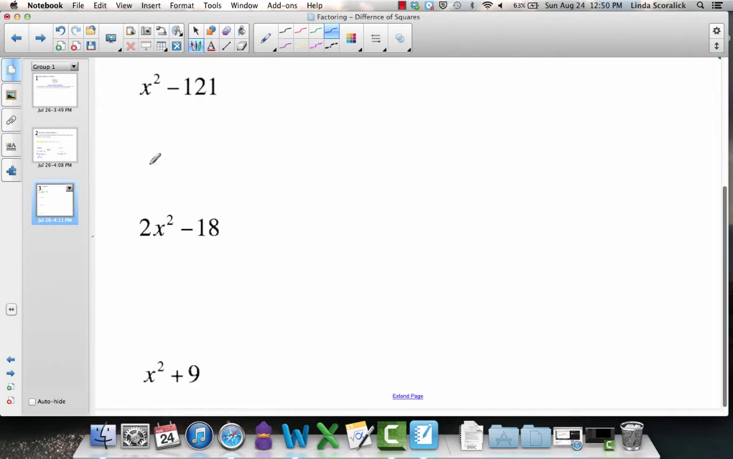x squared minus 121. Are both terms perfect squares? In this case, again, they are. Square root of x squared is x. Square root of 121 is 11. So our factored form is x plus 11 and x minus 11.